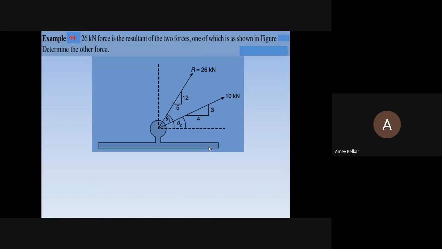A 26 kilonewton force is the resultant of the two forces, one of which is shown. They have given one force, which is 10 kilonewton. The other force we do not know, but the resultant of those forces is R equal to 26 kilonewton.